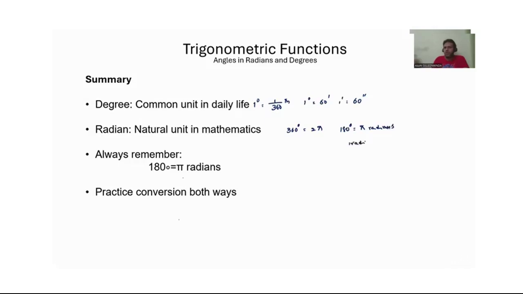So 1 radian equals 180 degrees by pi, if you want to convert into degrees. And if you need 1 degree, then it is pi by 180 radians. Guys, this is the conversion. We need to remember 180 degrees is pi radians. And we also practiced both ways, converting from degrees to radians and radians to degrees.